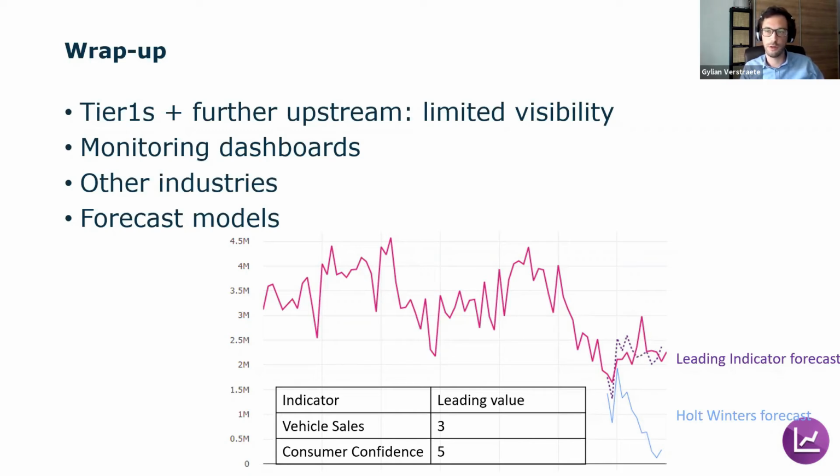And to give you an idea about how a potential forecast model can look for the automotive industry, for example, here you make an Effectivus model using vehicle sales in a certain country with a leading value of 3 months. That means if vehicle sales increase today, then your sales will increase 3 months later.